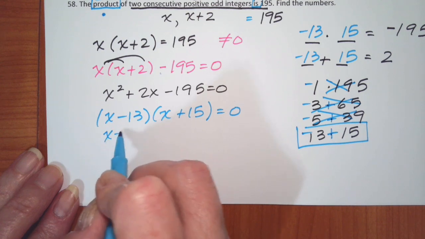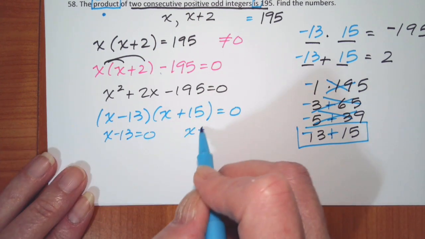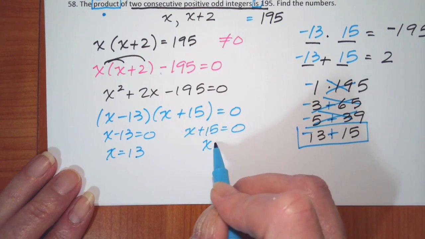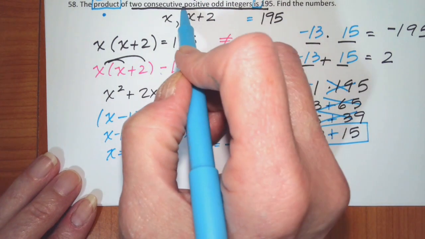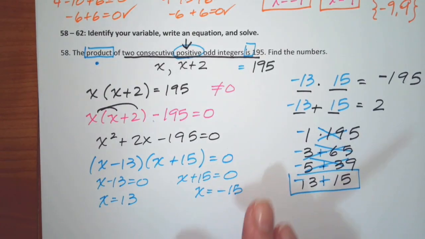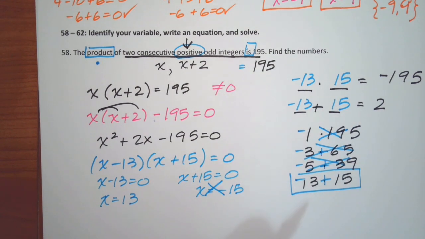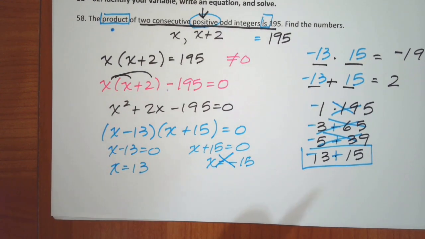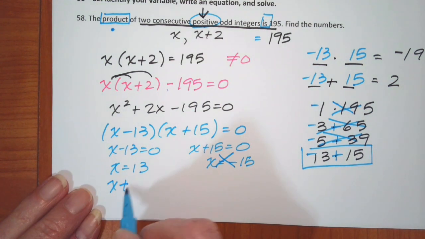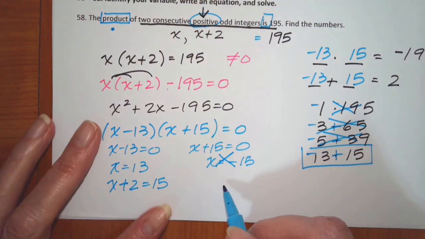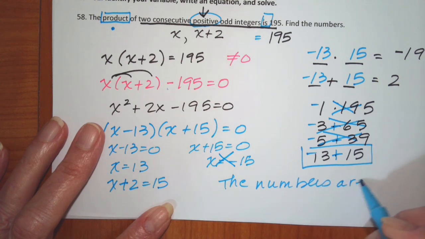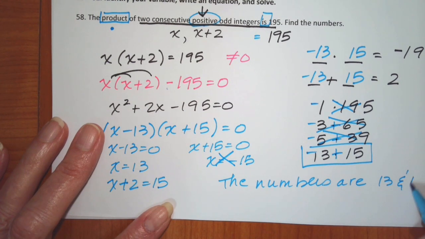Set each equal to 0. x minus 13 is 0. x plus 15 is 0. So here x equals 13, and here x equals negative 15. That's where the positive comes in. This cannot be a solution to the problem. It's a solution to the equation, but not to the problem. So x is 13. So if x equals 13, then x plus 2 is equal to 15. So the numbers are 13 and 15.